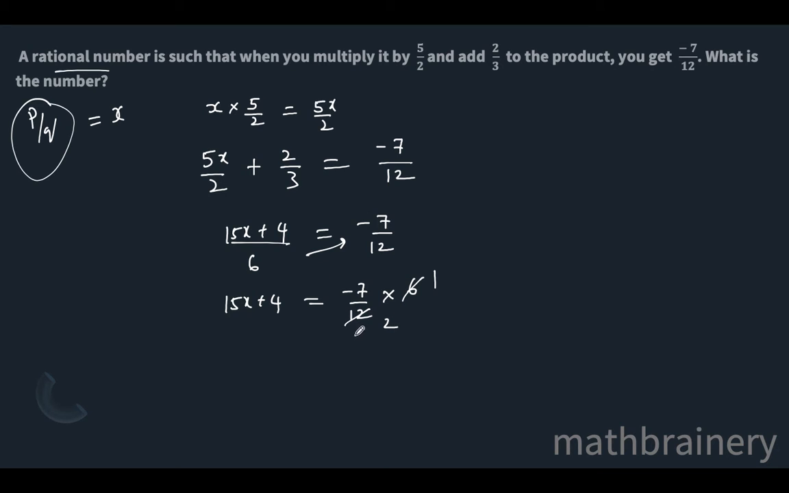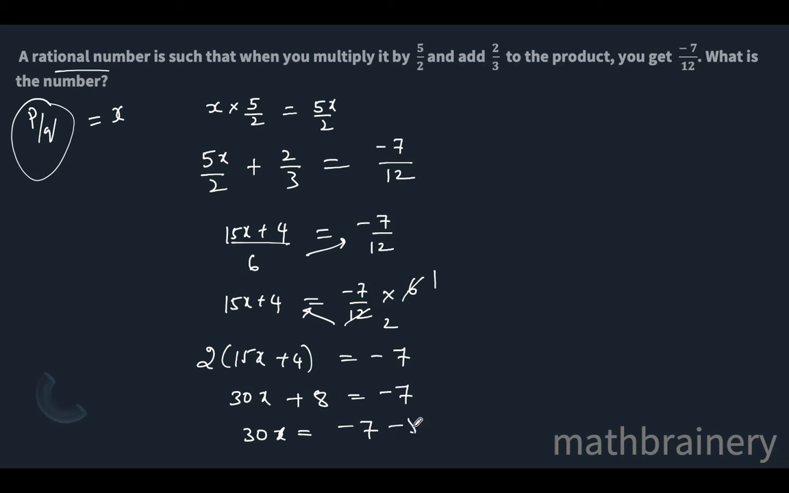Okay, so let's now take 2 to the other side. You have 2 times (15x plus 4) is equal to minus 7. If I just bring this 2 to this side, now you have 30x, expand the brackets, 15 into 2 is 30 plus 4 into 2 is 8, this is equal to minus 7. That means your 30x is equal to minus 7, transpose 8 to RHS, minus 8. That means your 30x is equal to minus 15.